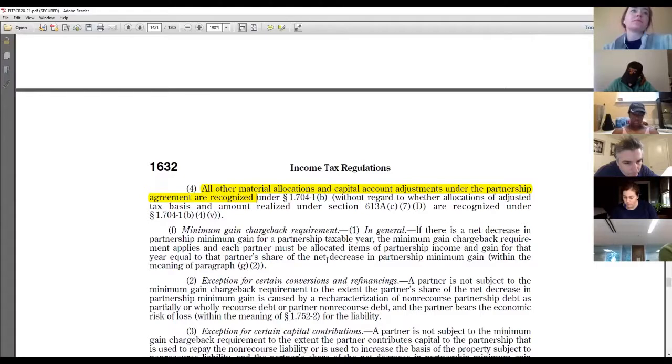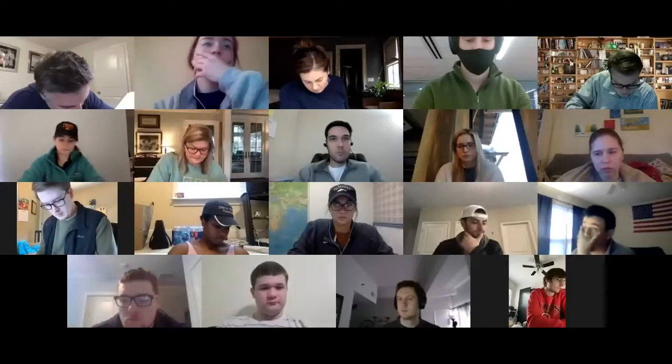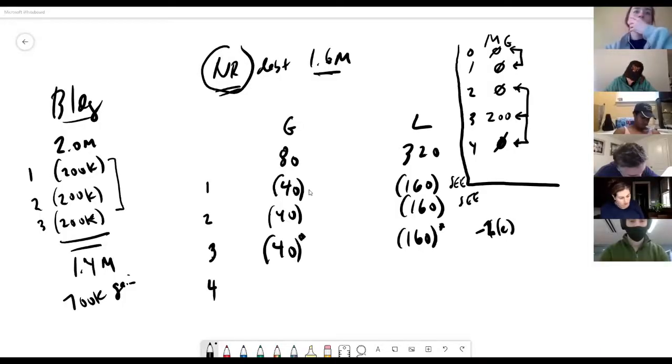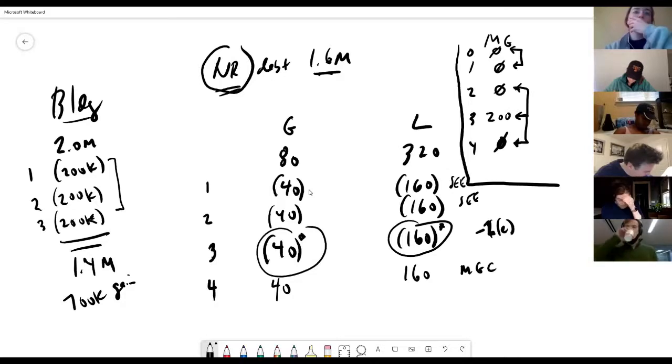So when your partnership minimum gain goes up, that indicates the presence of non-recourse deductions generally. When your minimum gain goes down, that triggers generally the minimum gain chargeback. And what happens in minimum gain chargeback is you're going to get allocated items of income and gain equal to the partner's share of the net decrease in minimum gain. So what is a partner's share of minimum gain? It's generally the non-recourse deductions previously allocated to them that have not yet been charged back. So there's 200 of minimum gain in year 3, G has 40, L has 160, goes down 200. So the first 200 of gain gets charged back 40 and 160. That's our minimum gain chargeback.